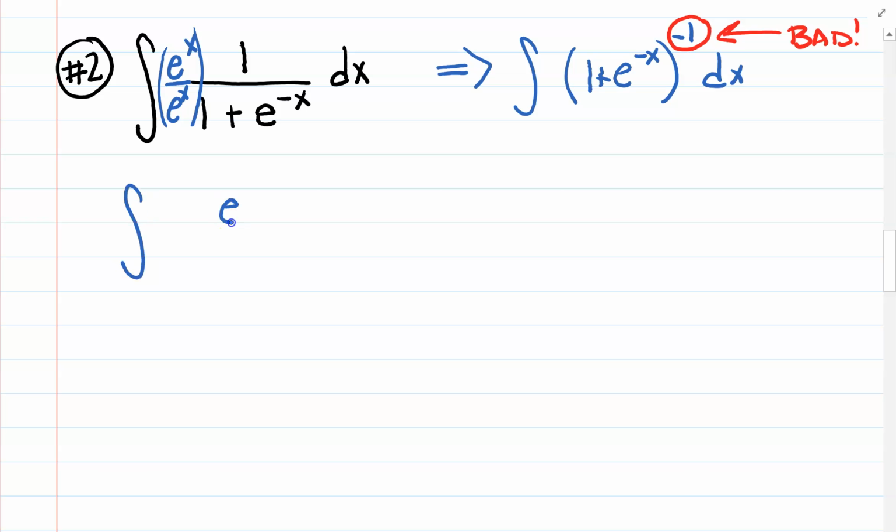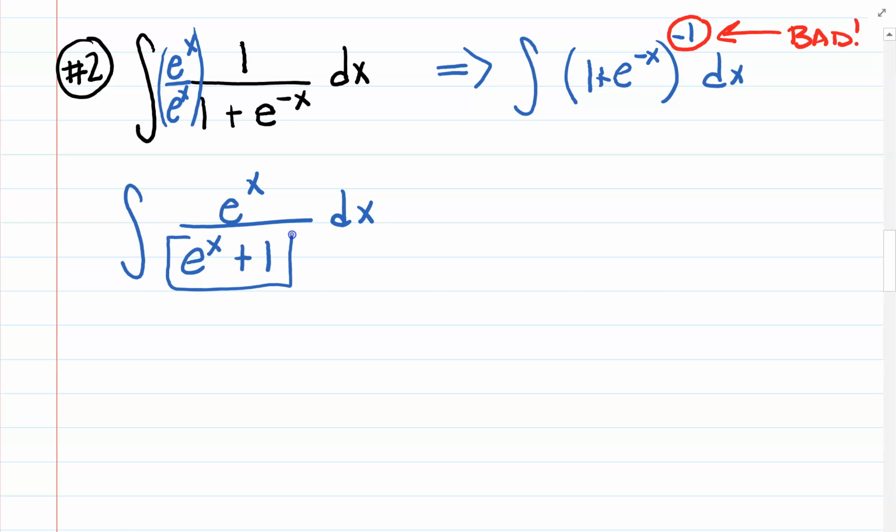This gives you an e to the x on top, all over 1 times e to the x, which is e to the x, and then e to the x times e to the negative x, which is e to the 0, which is the number 1. So it doesn't look like we've done anything all that special, but keep in mind the goal of u substitution: to find a u such that the derivative of u is a factor of our integrand.